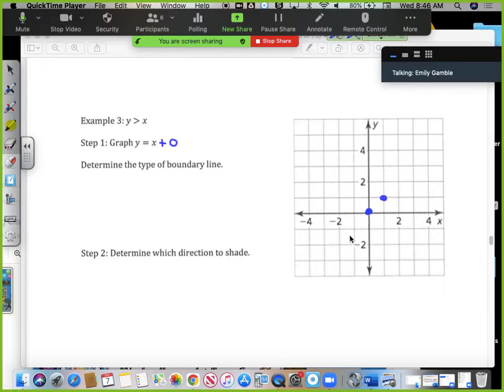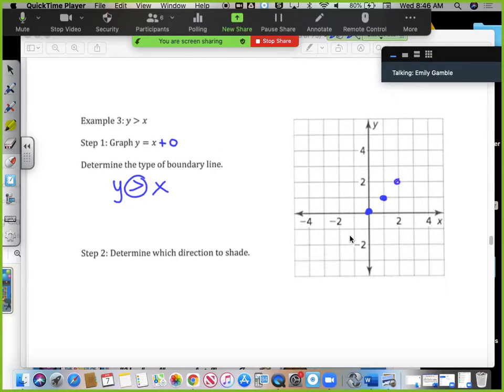All you need is 2 points to make a line. And usually we would just connect our 2 points and call it a day. But now we have to figure out what type of line to use. The symbol is greater than. Greater than symbols always have what type of line? Dotted. So you have 2 options.